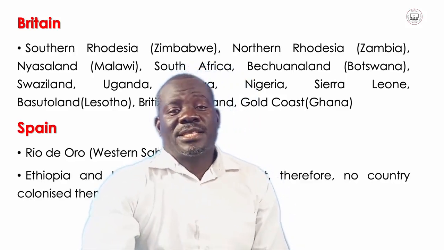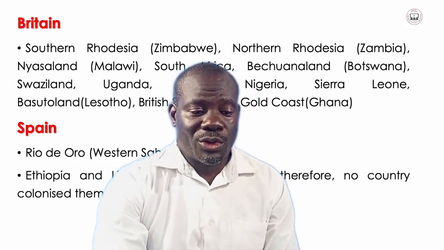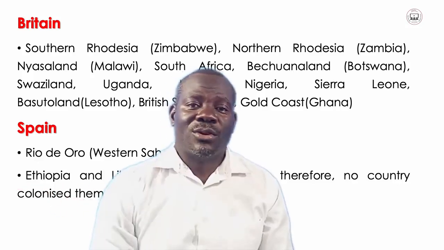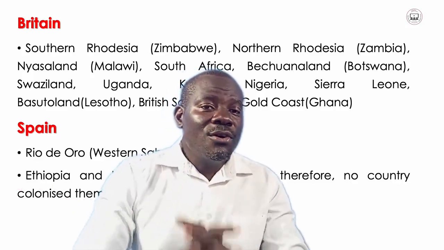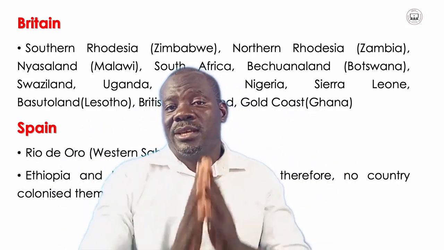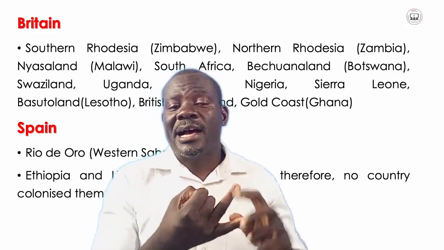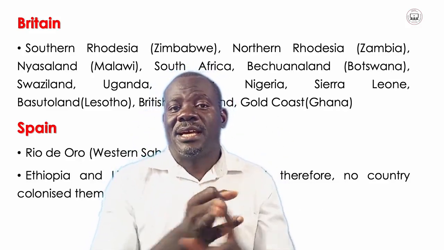However, there are some territories which were not occupied. Ethiopia and Liberia, they were independent, therefore no country colonized them. So Ethiopia and Liberia were not colonized. All countries, all territories in Africa were taken except Ethiopia and Liberia.